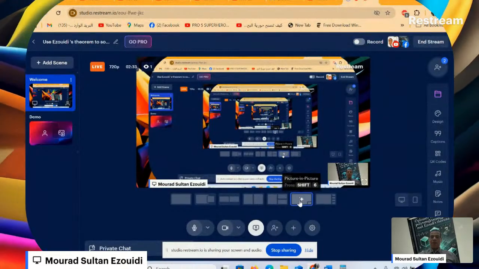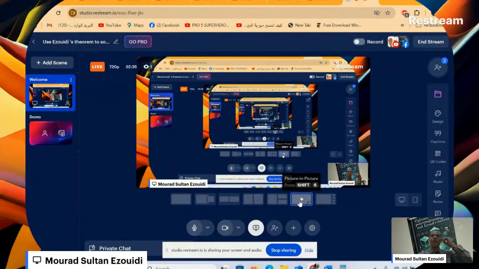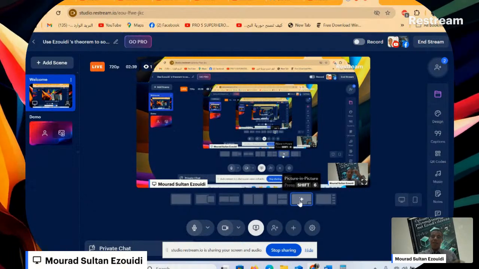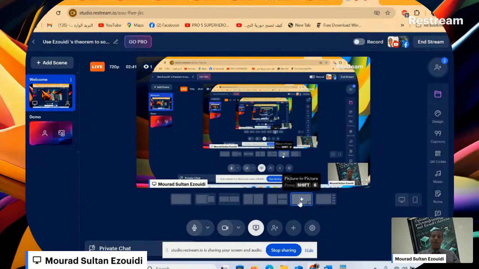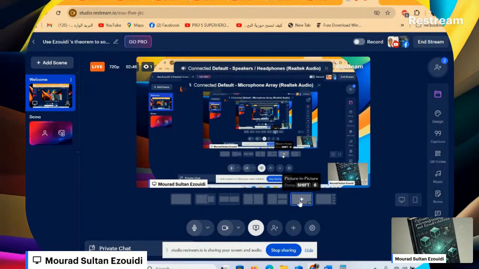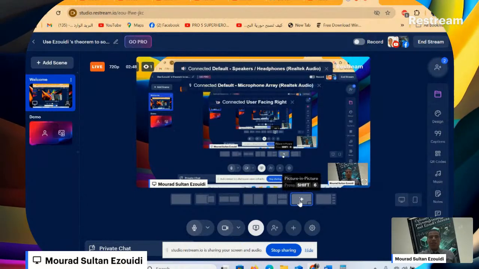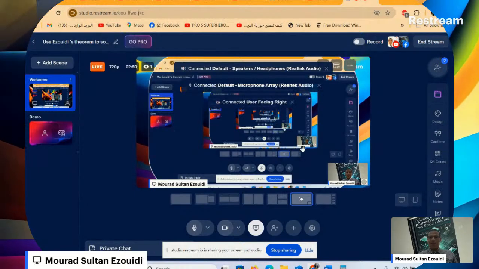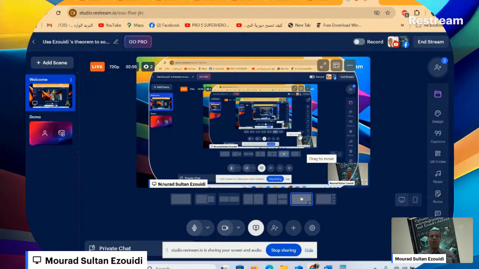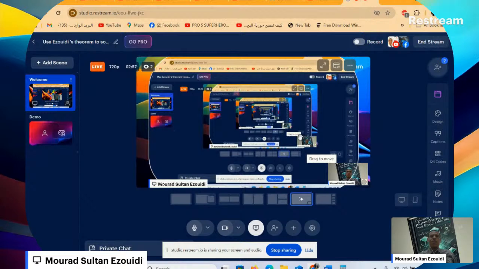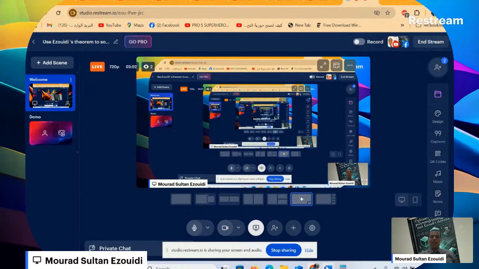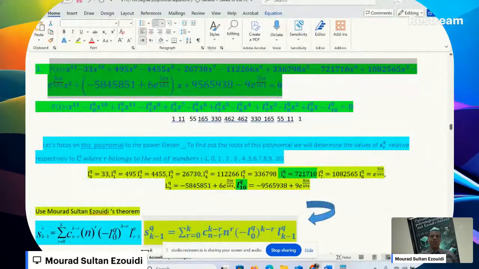Okay, so this is Mourad Sultan Ezouidi, the pioneer of the method, who is now handling the 11-degree equation. That's hard, in fact, to solve. With this method, you will see that it's very, very easy to solve the 11-degree equation. Okay, so we start. This is our 11-degree equation.